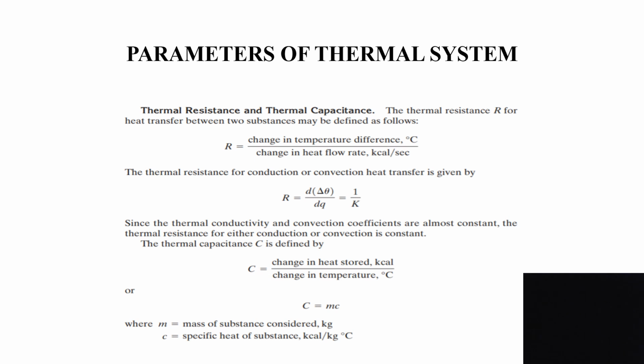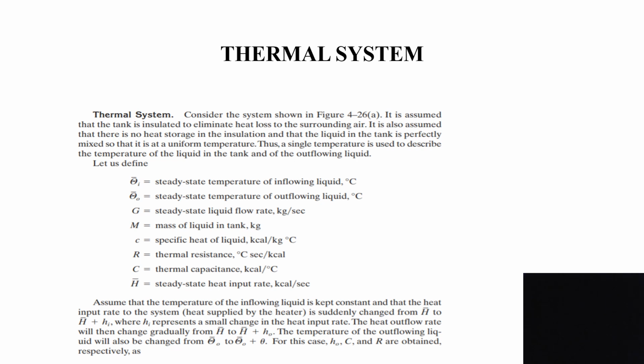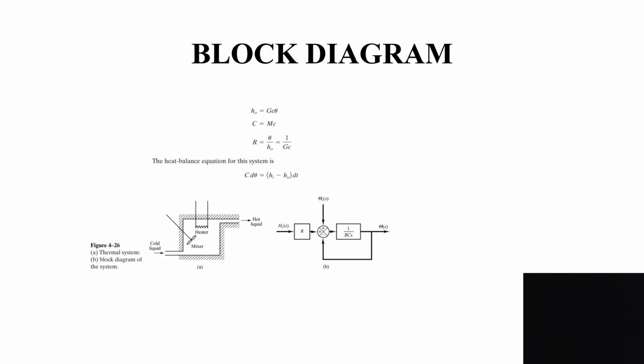These are the parameters we are going to concentrate on when we want to model the thermal system. Coming to the modeling of the thermal system, similar to a level control system, let us represent theta as temperature: the steady state temperature of the inflowing liquid and the steady state temperature of the outflowing liquid. Let G be the steady state liquid flow rate, M the mass of liquid in the tank, C the specific heat of the liquid, R the thermal resistance, C the thermal capacitance, and H the steady state heat transfer. This is a block diagram representing the heater, with a mixer where the cold liquid is converted into a hot liquid.